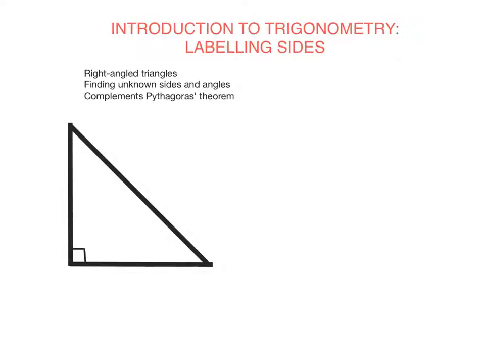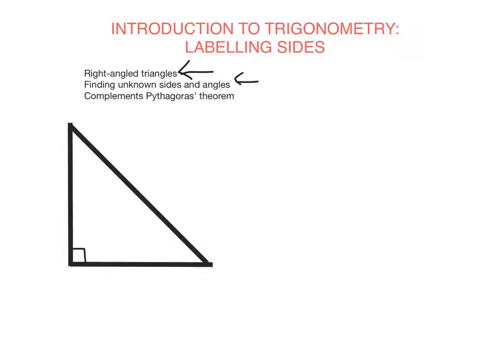Today we're having an introduction to trigonometry and we're going to learn how to label sides, but firstly we need to know what trigonometry is. So just like Pythagoras, we're going to use it in right angled triangles. It can be used for many applications outside of right angled triangles. We're just going to stick to right angled triangles.